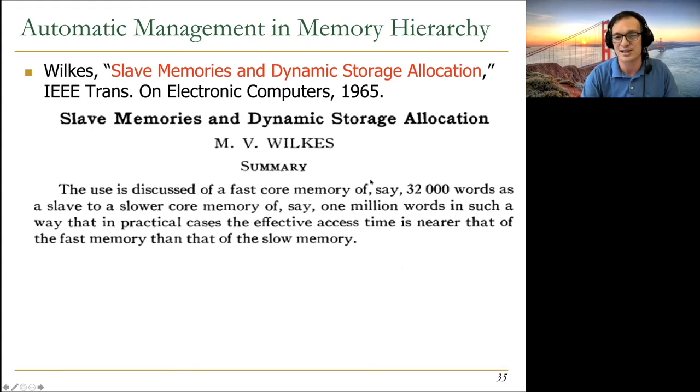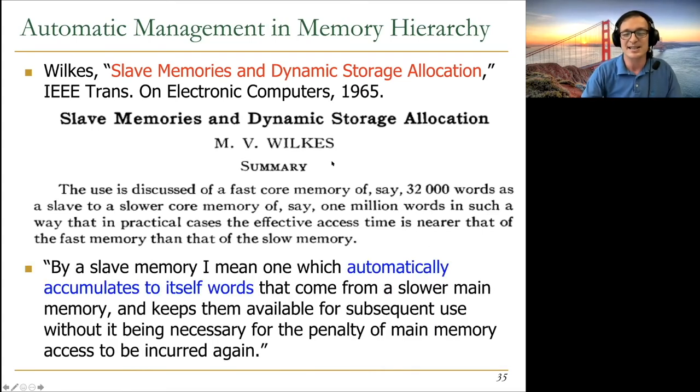I already read you the summary, and this is the paper. But basically, he says, by slave memory, I mean a cache memory in this particular case, one which automatically accumulates to itself words that come from a slower main memory and keeps them available for subsequent use without it being necessary for the penalty of main memory access to be incurred again. So it's beautifully stated this way. In this particular case, the cache that was proposed by Maurice Wilkes was obviously automatically managed, but it was also a temporal locality cache.